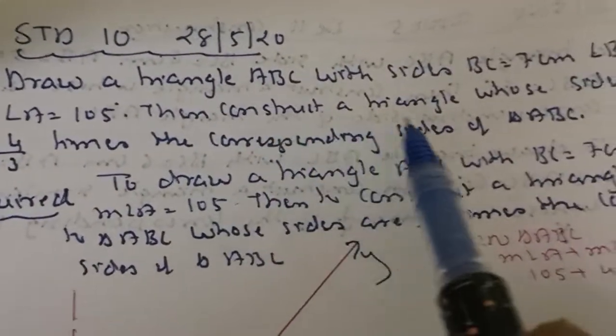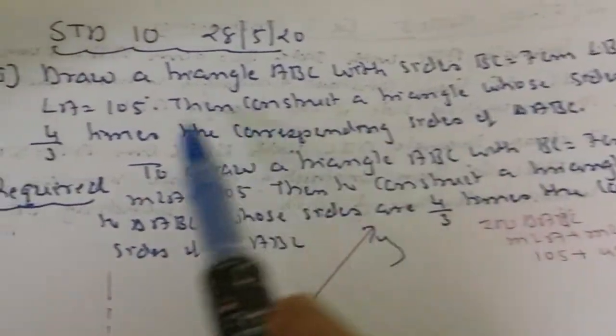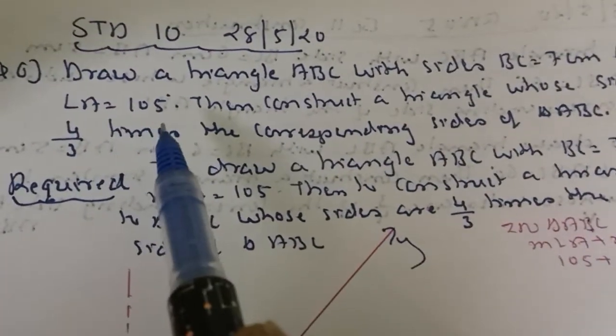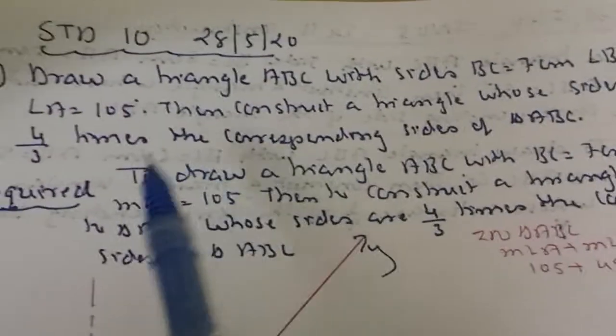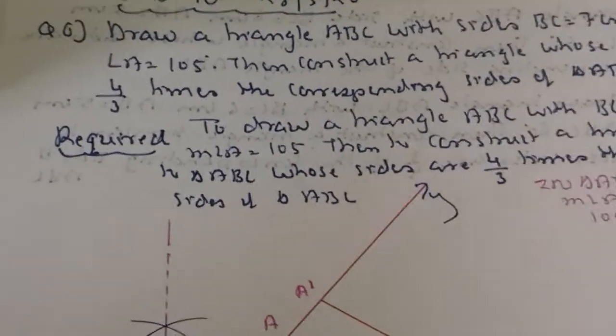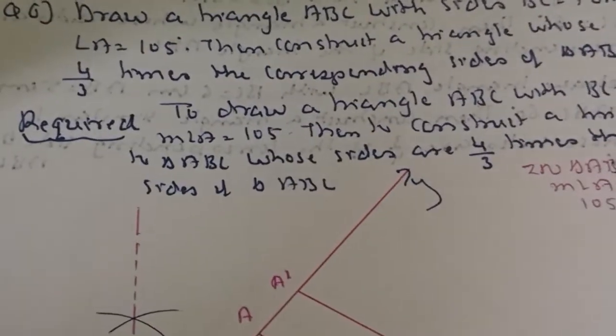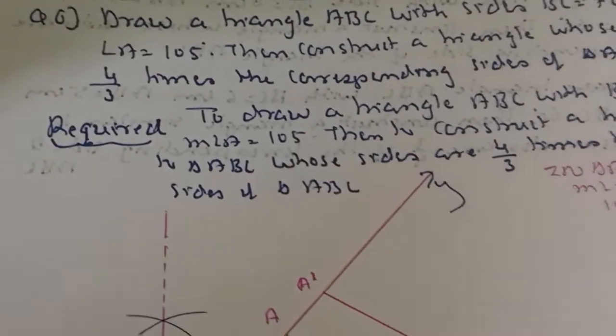Draw a triangle ABC with side BC equal to 7 centimeters, angle B equal to 45 degrees, angle A equal to 105 degrees. Then construct a triangle whose sides are 4 upon 3 times the corresponding sides. Now dear friend, the fraction given to you is improper, 4 upon 3. That means you are going to draw the triangle outside the given triangle.